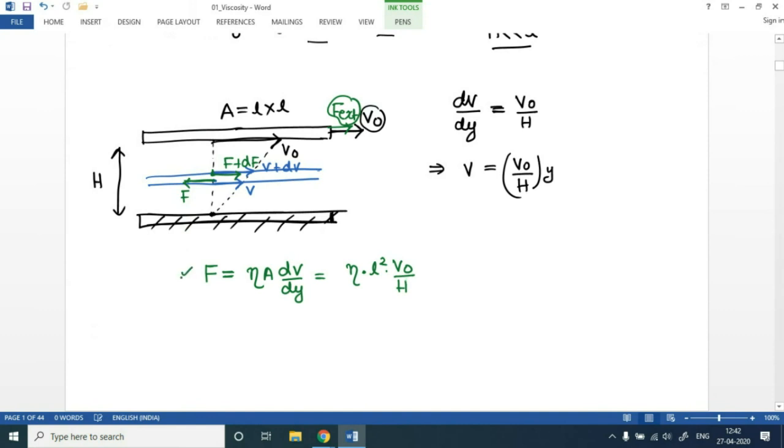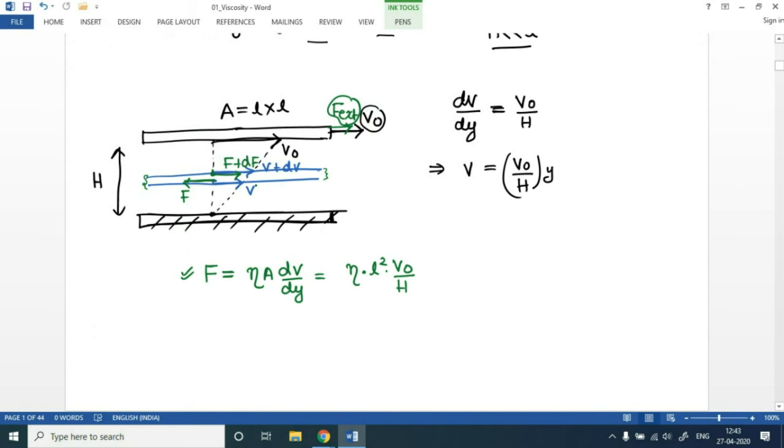And a few things I want you to realize: if any layer of the liquid is moving with constant velocity, meaning velocity is not changing with respect to time, that means the net force acting on this will be equal to zero.